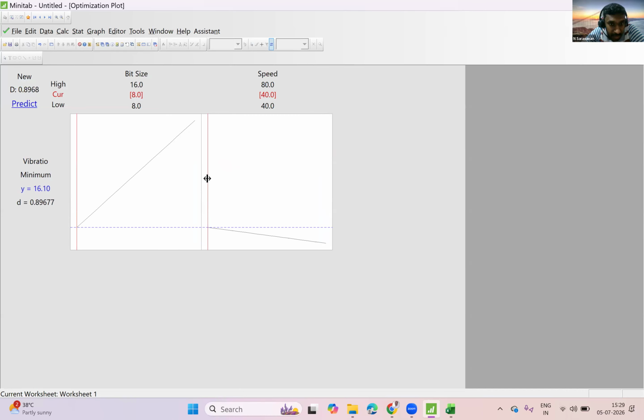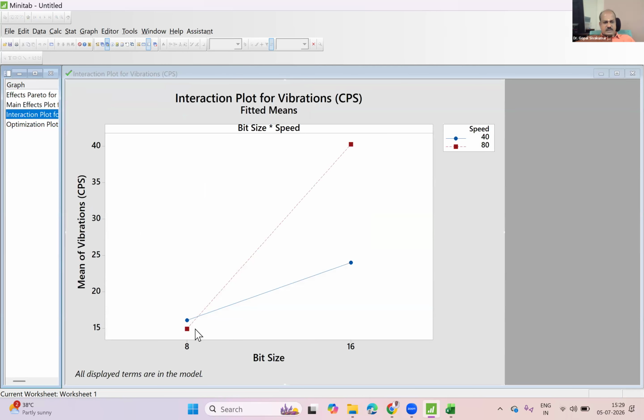That we have seen in the interaction plot as well. I'll show the interaction plot also. Are you seeing? There is not much difference between red color and blue color. Red refers to 80 RPM, blue refers to 40. Yes, you are very correct. There is not much of a difference in the vibration level, but there is a minor difference.